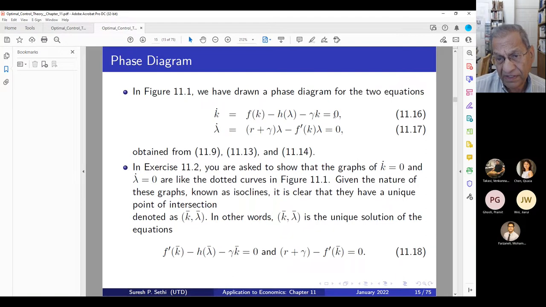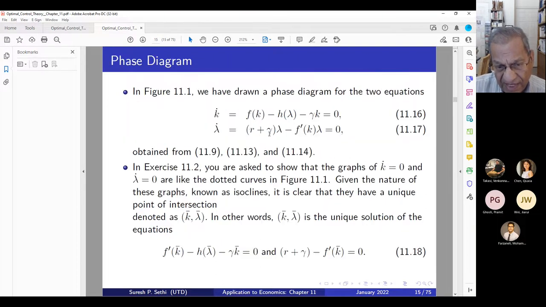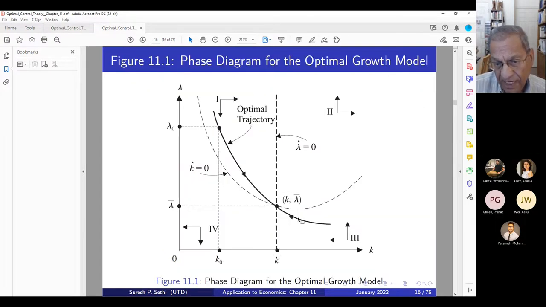The other equation is this. When you put k dot equal to zero, you have to figure out what happens to these conditions. And you're asked in the exercise to show that this particular graph of k dot equal to zero, which is also called an isocline, is more like this dotted line. You have to show that it's decreasing first, then increasing. This is all calculus, easy to do.